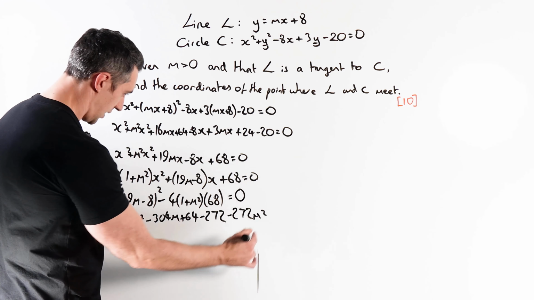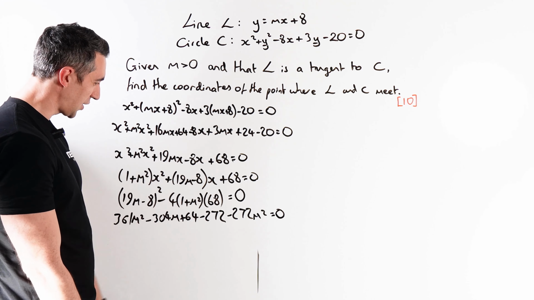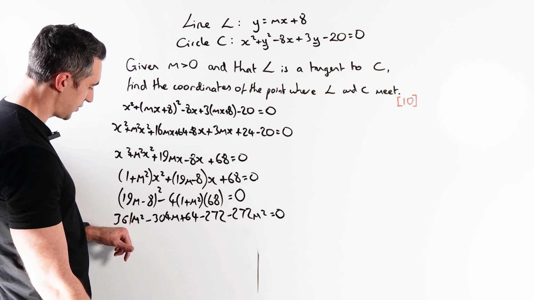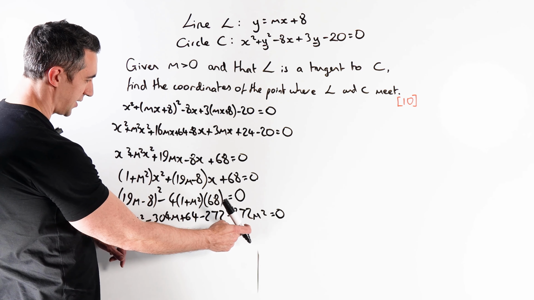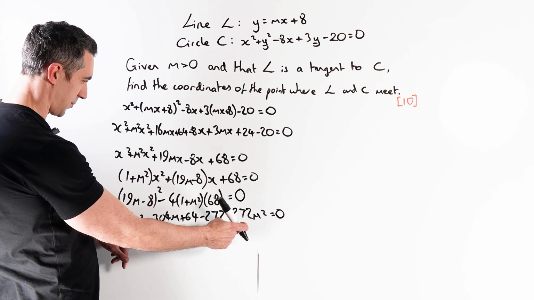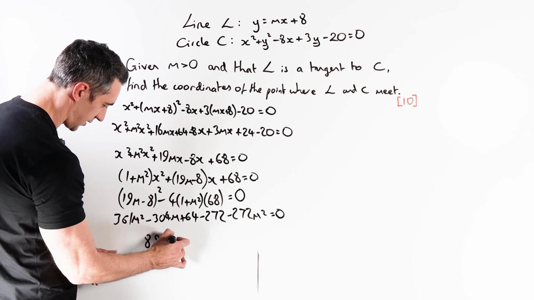Right, equals 0. Don't forget the 0, that's what we're here for. So we're going to try and tidy that one up a little bit. So we've got 361m squared minus 272m squared. If we carefully work that one out, what's that going to be? 89m squared. So we've got 89m squared.